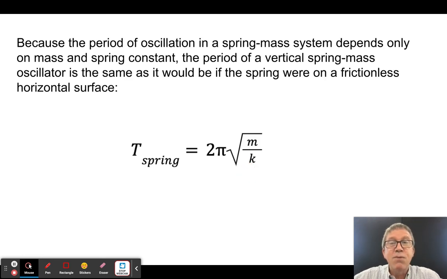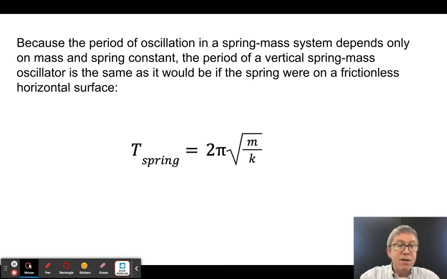Now let's just finish up and say, well, what about the period? Interestingly, the period isn't going to be any different, because in a spring mass system the period is only defined by the constant 2 pi times the root of the mass divided by the spring constant. And the mass and the spring constant are not affected by the horizontality or verticality of the system. So my spring is going to oscillate at the same period.